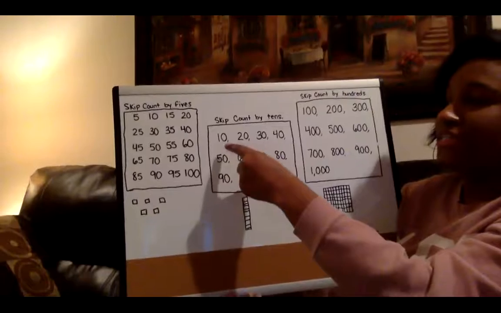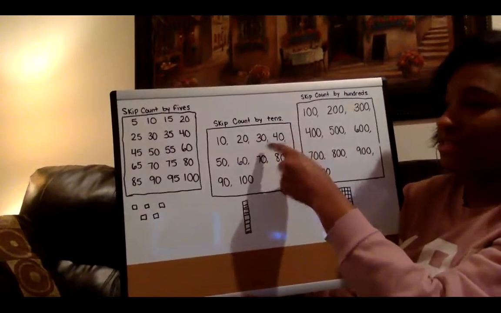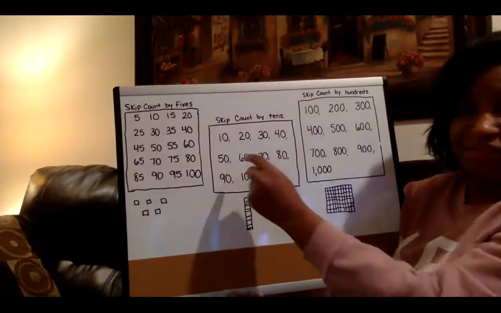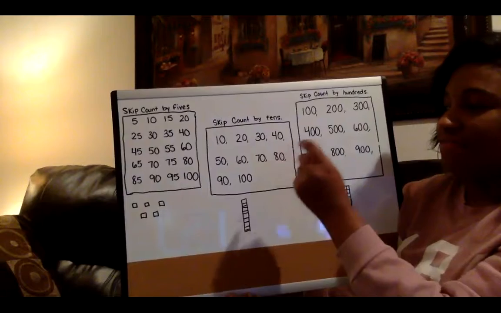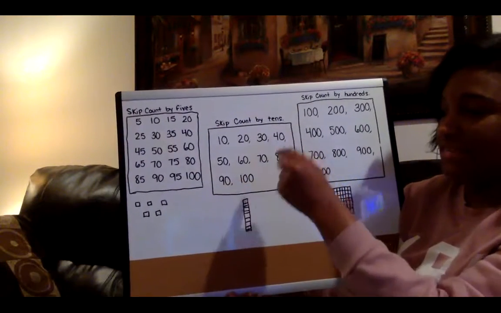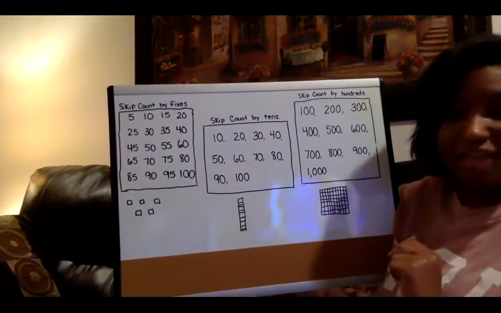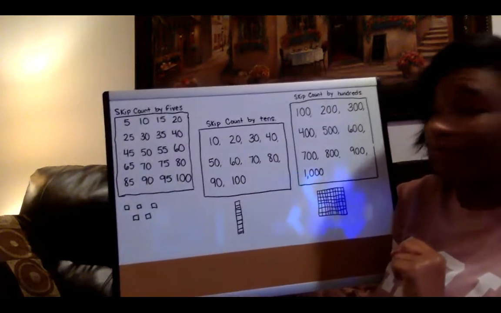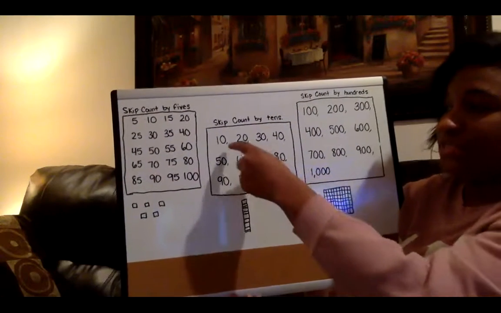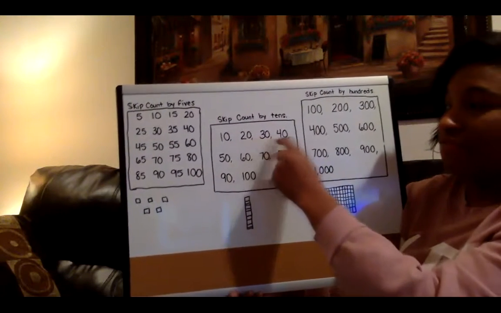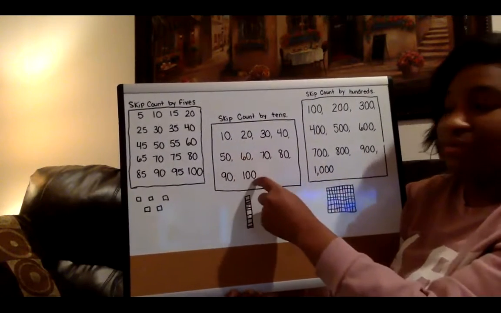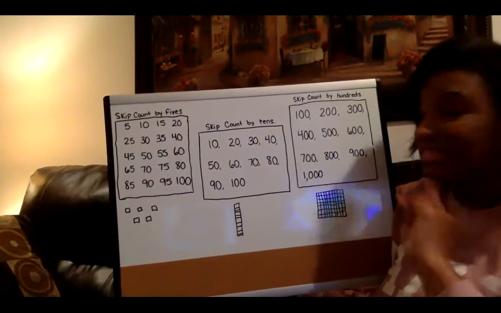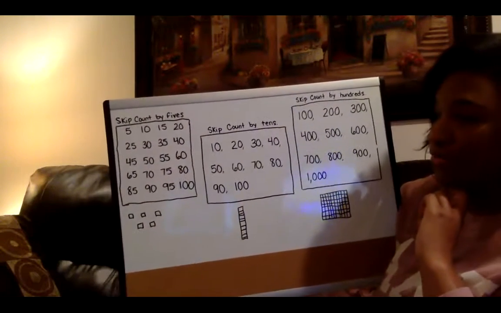I want to hear you. 10, 20, 30, 40, 50, 60, 70, 80, 90, 100. Great job. Notice the pattern when we count by tens. We see the number 0 in every ones place until we get to 100, and we get to see 2 zeros for the number 100.